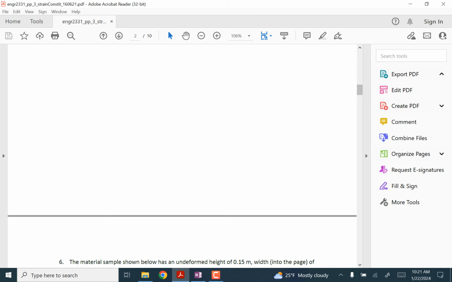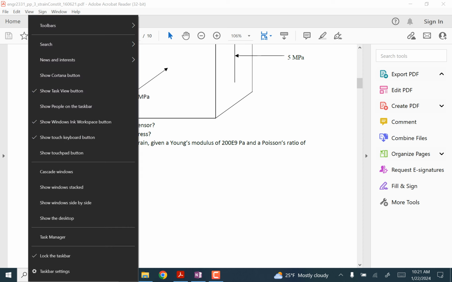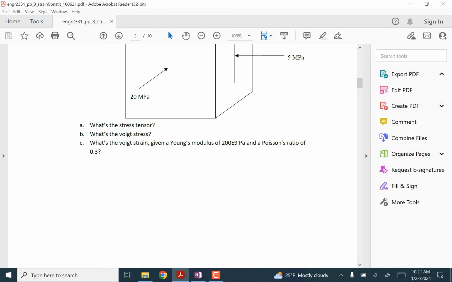And 200 times 10 to the 9th for the Young's modulus is something you're going to see a lot. That's sort of an average value for steel. Different types of steel, different compositions, different amounts of carbon or whatever can change it a little bit, but that's about what it usually is.